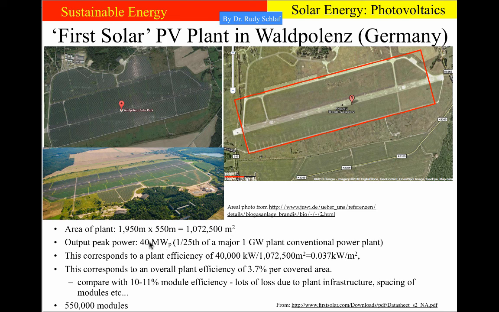So if we divide the 40 megawatts, which is 40,000 kilowatts, by 1 million square meters, we end up at 0.037 kilowatt per square meter. So we have 1 kilowatt insolation. That means we get about 3.7% of the energy. Compare this efficiency to the initial almost 11% efficiency of the individual module. That means that a lot is lost because of plant infrastructure and the necessary spacing of the modules.